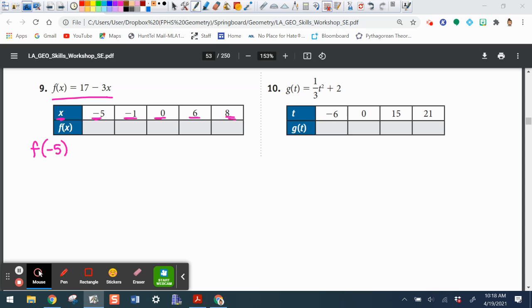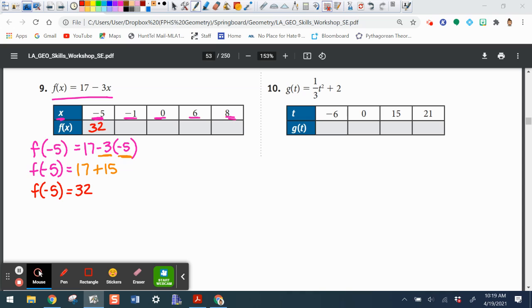So f of -5, we'll start with this first input. f of -5 is equal to 17 minus 3x. I don't know why I wrote x, might as well go and replace it with -5. So we'll just be in the habit of bringing down f of -5. So we're going to do multiplication first. -3 times -5. So we'll get 17 plus 15. And then we'll simply do addition, and f of -5 will be 32. So we'll put that here in the table. So if x is -5, f of x is 32.